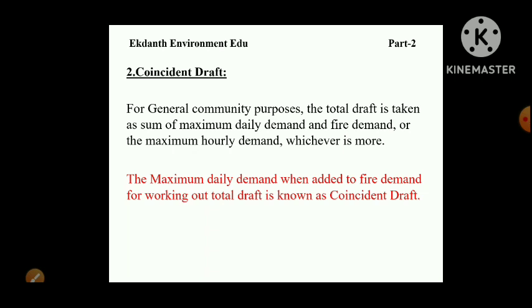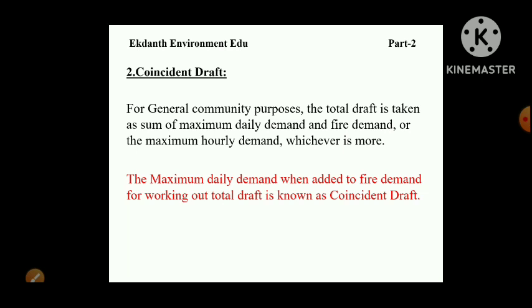Okay, so for general community purposes, the total draft is taken as the sum of maximum daily demand and fire demand, or the maximum hourly demand, whichever is the maximum of the two. First one is MDD plus fire demand, or the maximum hourly demand. Out of both these, whichever is the maximum will be considered as our coincident draft. Okay, so I have marked the statement in red as most important.